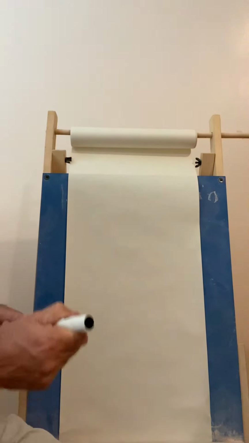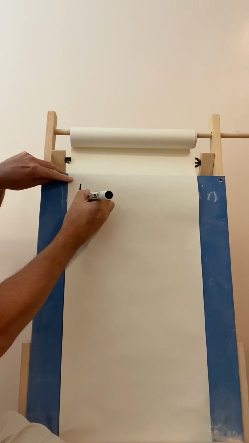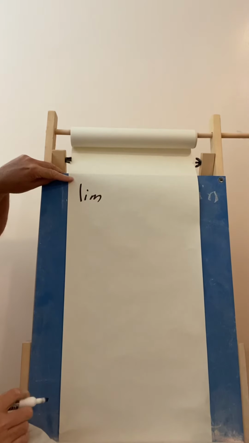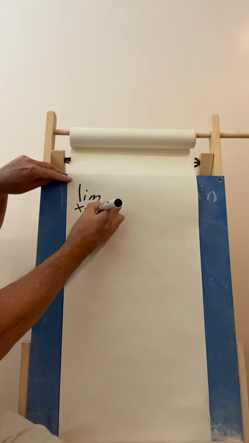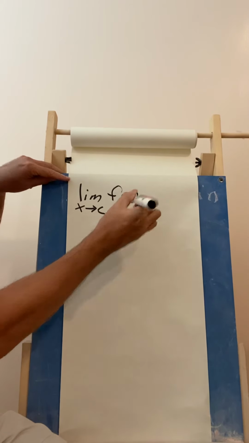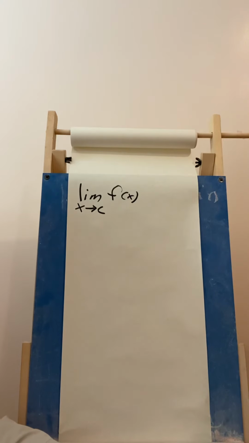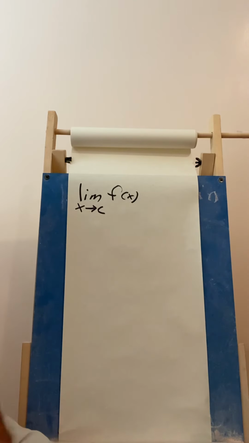So a limit is written LIM for limit as x approaches some number c of f of x. Now, what we're thinking about when we write this is what happens to f of x as x gets near c. We don't really care what happens at x equal to c, only when it gets near c.